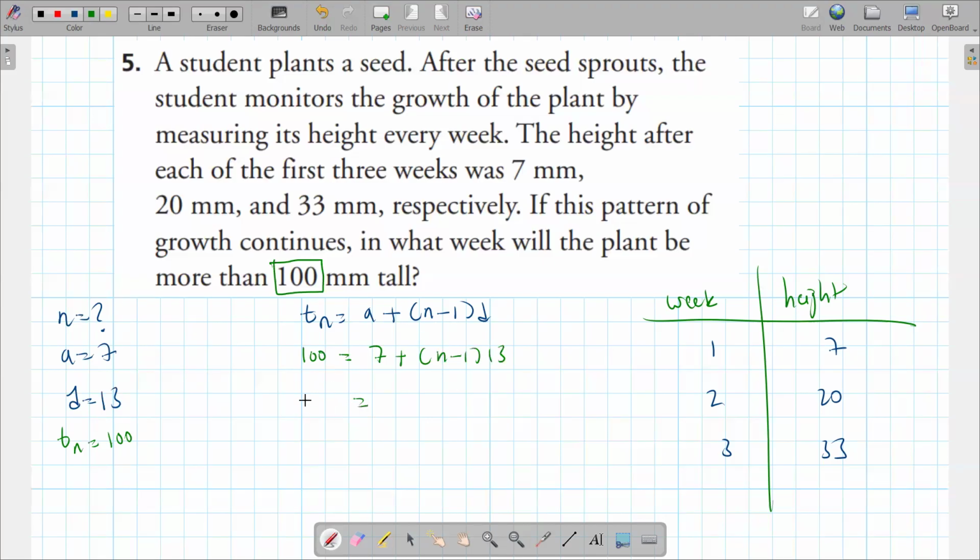So now this is just a simple linear equation. 93 divided by 13 is n minus 1. So n is, does 93 even go into 13? Nope, something went wrong. Oh, it says more than 100 millimeters. Okay, so it doesn't have to be exactly 100. So I get 7.15.